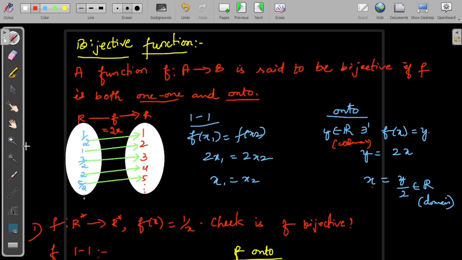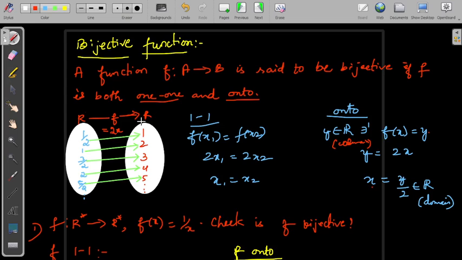The condition for bijectiveness is that the number of elements in the domain and codomain must be equal. That is the requirement. If they are unequal, then we can't define a bijective function, because if m is less than n or m is greater than n, that is, the codomain having more elements or the domain having more elements, then in one case it is not 1-1, and in another case it is not onto. So in such cases we can't define a bijective function. To define a bijective function, the number of elements in the domain and codomain must be equal.